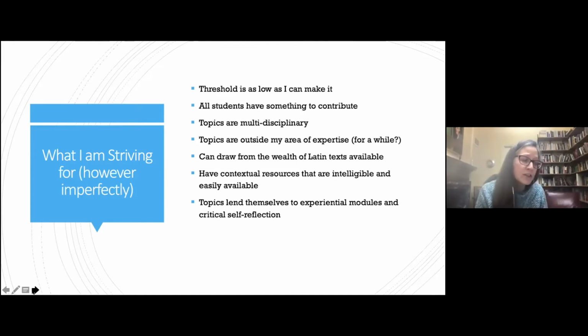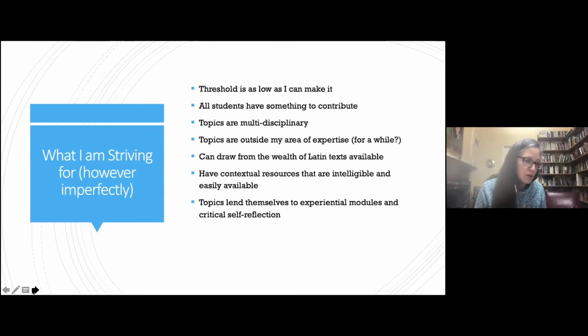And finally, all these topics lend themselves to critical self-reflection. All allow them to use the worlds described in the Latin texts as test cases against which they can set their own experience. At times they draw inspiration from them, critique them, contextualize them, disavow them. Always they give them a chance to reflect on the application of what they have learned in their own lives.